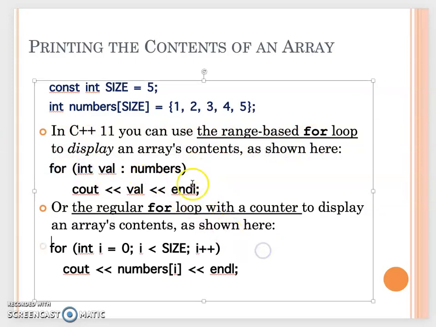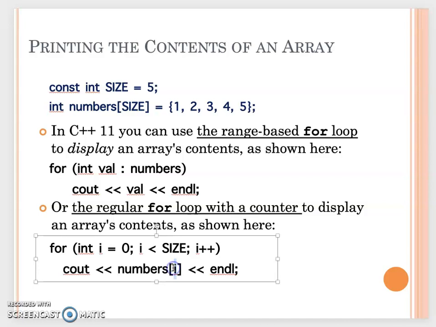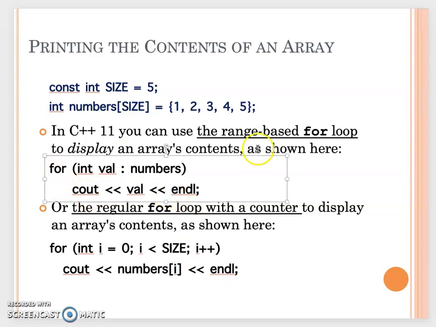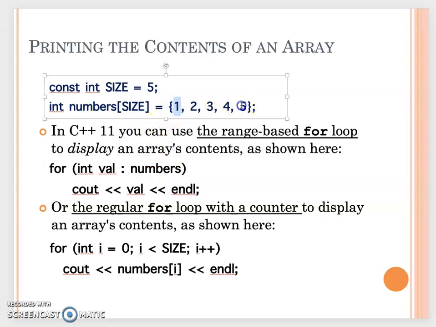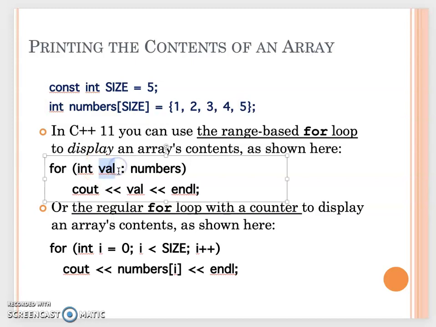So those are the two different ways we showed you to print the content of the array. You can either use the regular for loop, which has a counter, and this counter is actually the index. Or you can use the range-based for loop, where you don't need any index. Instead, the compiler will know the beginning and the end of the array and just copy each value to the range variable.